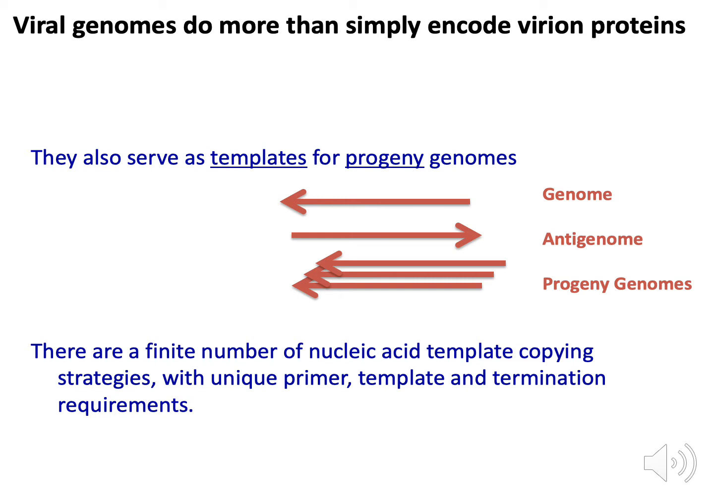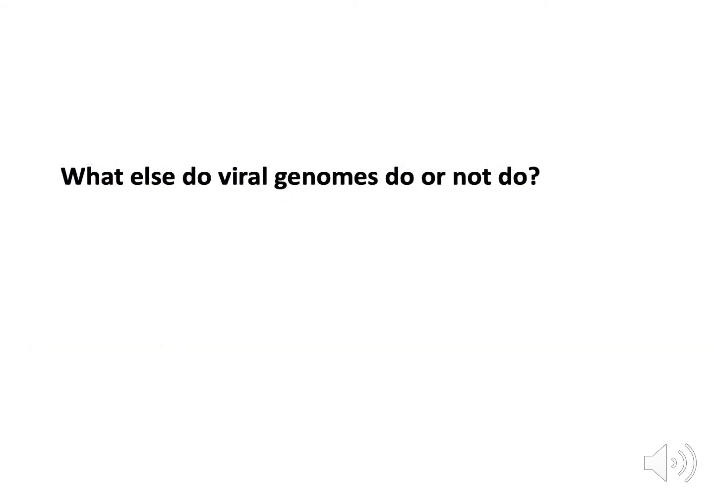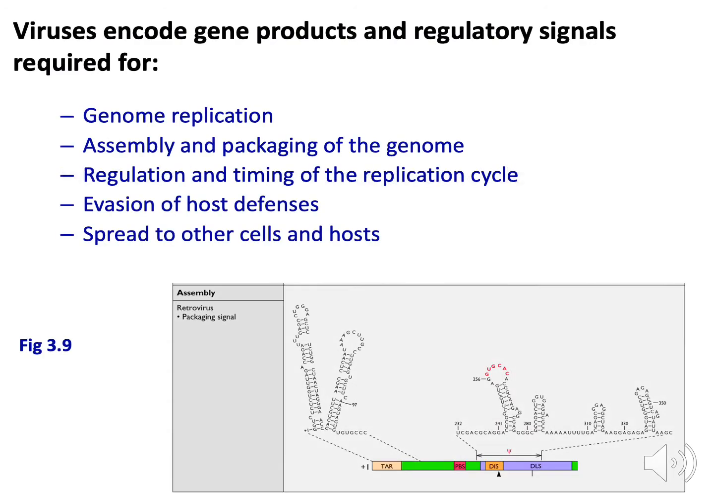Okay, so there are signals in the genome for replication, right? So that replication starts and stops at the right place. So what else do viral genomes do or not do? They serve as templates for antigenomes. Some of them encode proteins. They can be decoded, maybe through several steps, to encode proteins.